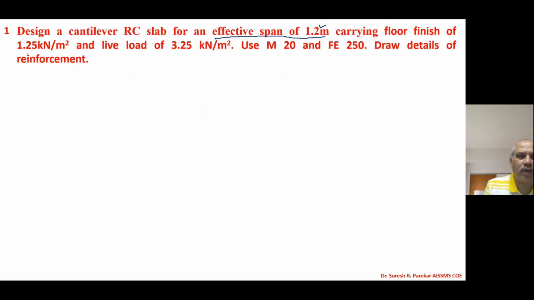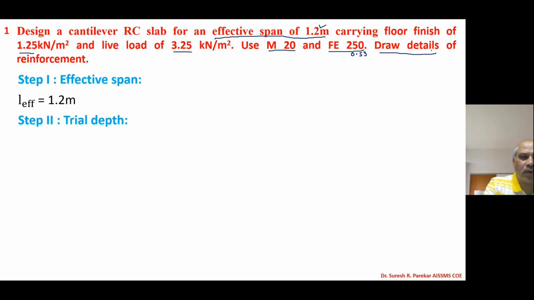Floor finish is given 1.25, live load is given 3.25, M20, and here keep in mind Fe 250. So Kumax we have 0.53. We should be very careful with this, otherwise we are habitual with 0.48 or 0.46. So draw details of reinforcement. So effective span L effective is 1.2 meter. The step 1 we have this one.